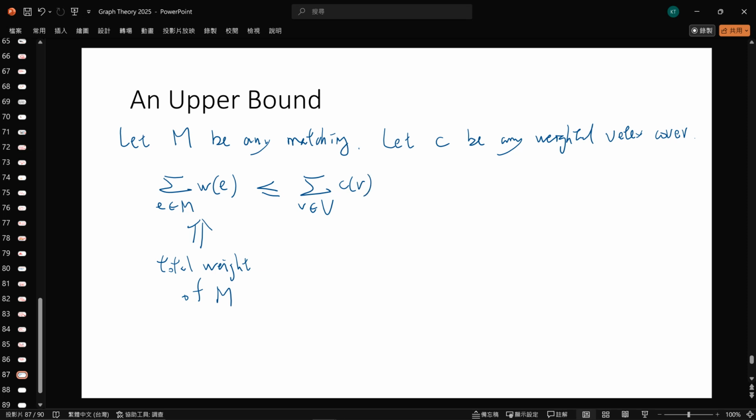Okay, so this is the total weight of C. So this is an upper bound. Okay, so next we're going to prove this inequality, okay?